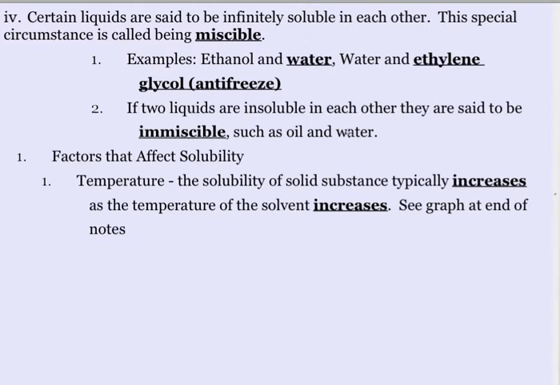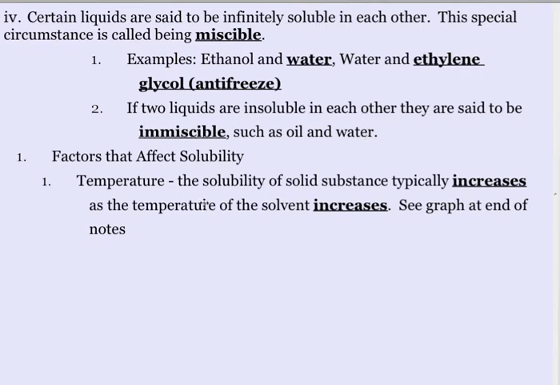If two liquids basically do not mix at all, they're called immiscible, and the classic example of that is oil and water. So solubility is kind of in between them. You have miscible, which is like infinite, you have immiscible, which is like not at all, and then solubility is in the middle.